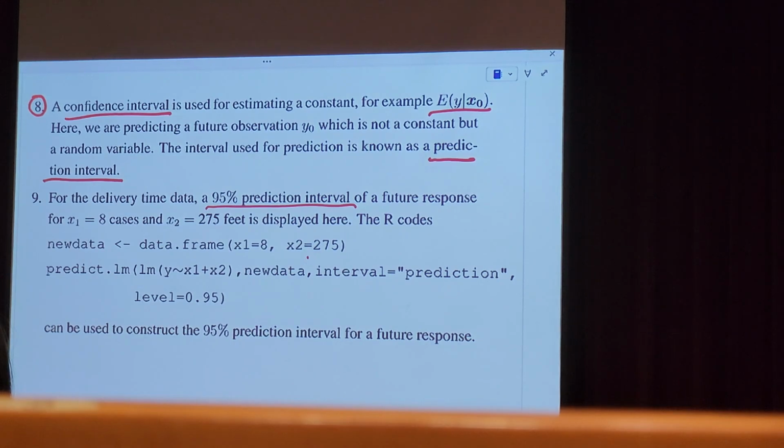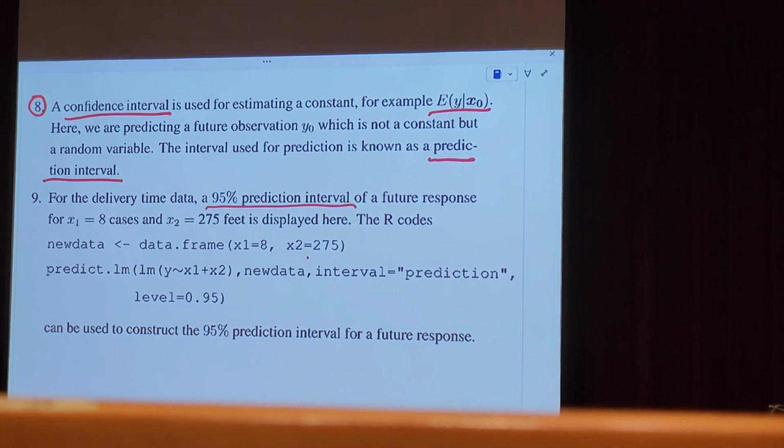And I know that I have to deliver 8 cases, and the distance is 275 feet away. So before I go, I want to plan my route nicely. I want to make a prediction: how long am I going to take to complete this job? This is what a prediction interval is all about. In this case, it is a future observation, and I want an idea of how much time it would take me.